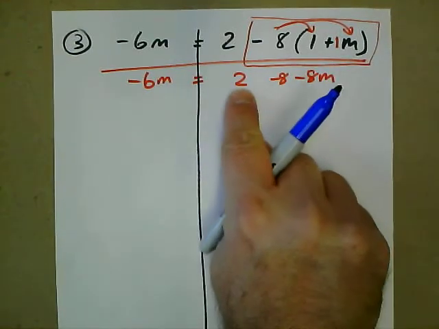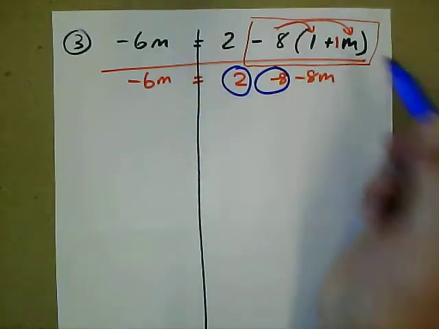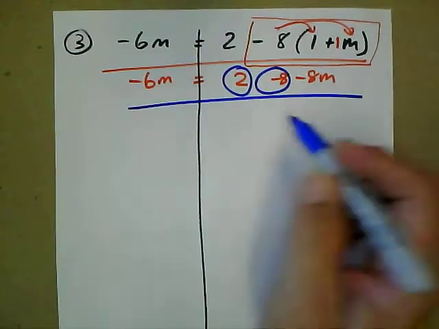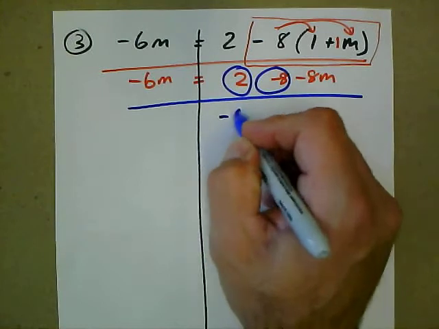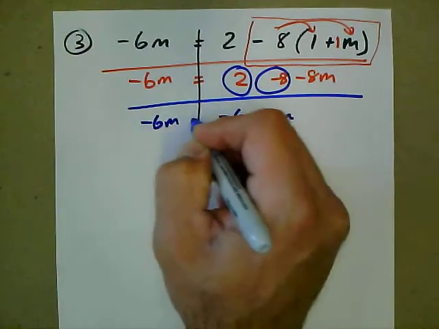We're going to combine like terms. No variable, no variable, variable. So the no variables get combined. 2 minus 8 is negative 6. Bring down that negative 8m and that negative 6m.